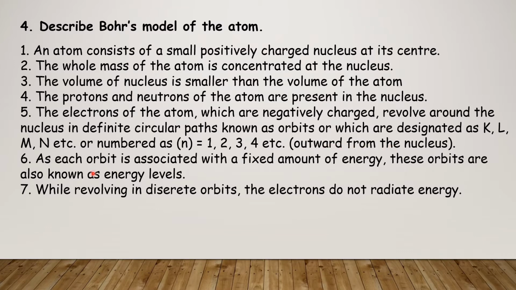Sixth, as each orbit is associated with a fixed amount of energy, these orbits are also known as energy levels, or discrete orbits. While revolving in discrete orbits, the electrons do not radiate energy. You have to learn these points by heart, because they are very important. By learning these points, you will get an idea about Bohr's model, and you can draw the model also. So write that answer in your notebook.